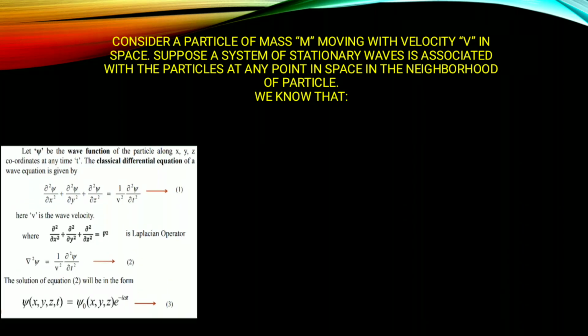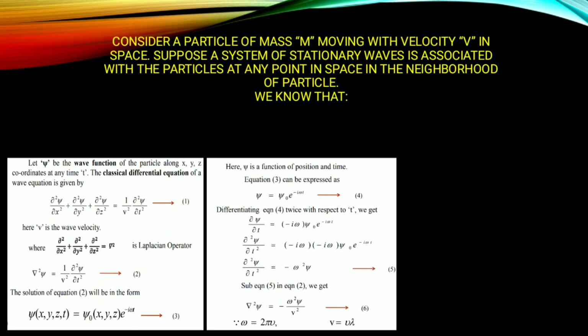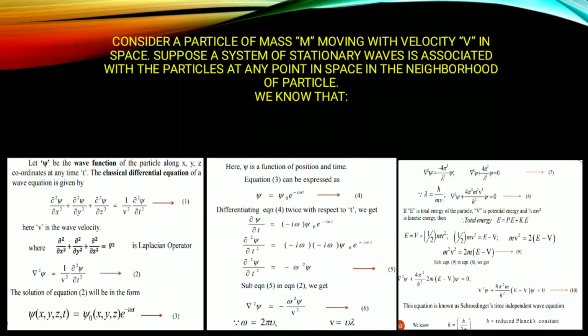This is the derivation of the time-independent wave equation. Consider a particle of mass m moving with velocity v in space. Suppose a system of stationary waves is associated with the particle at any point in space in the neighborhood of a particle.